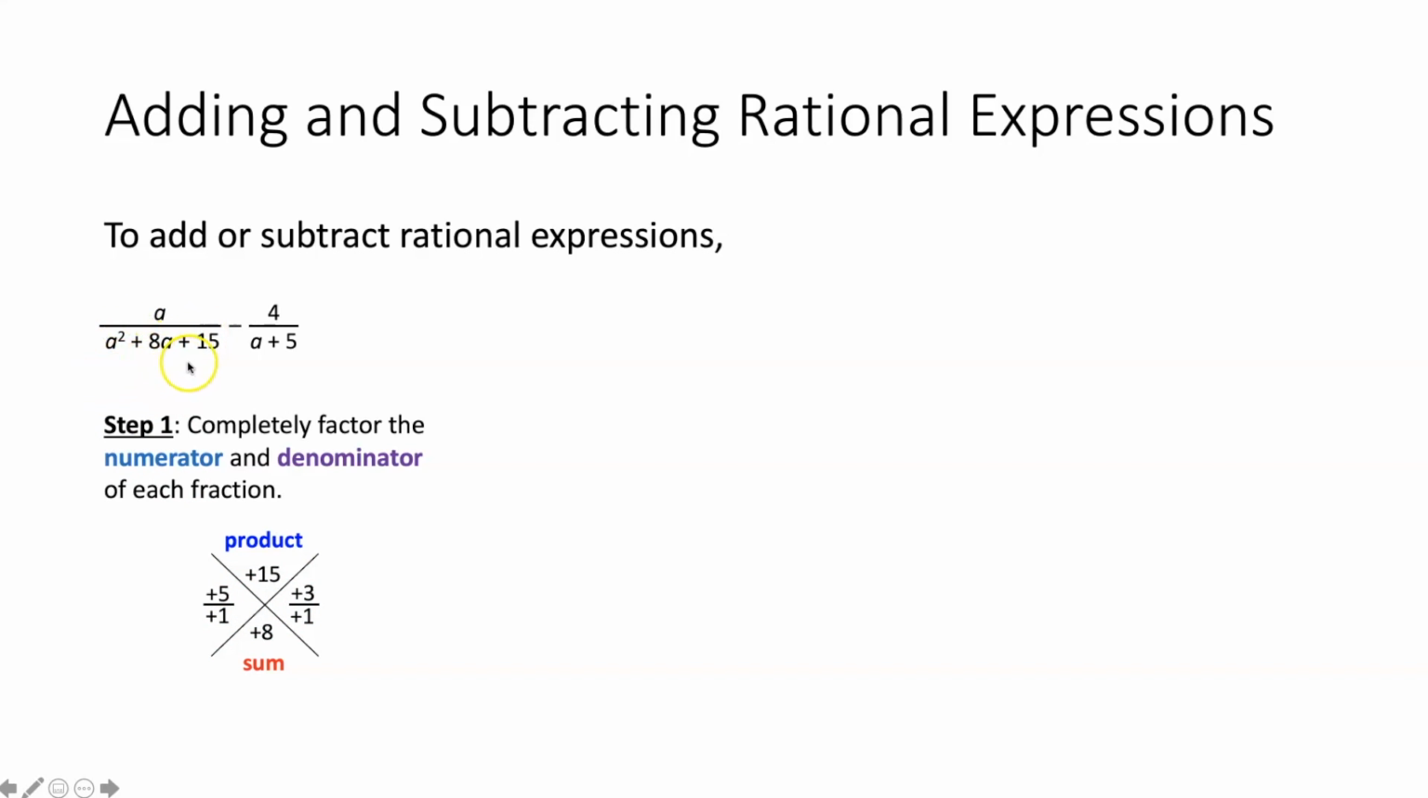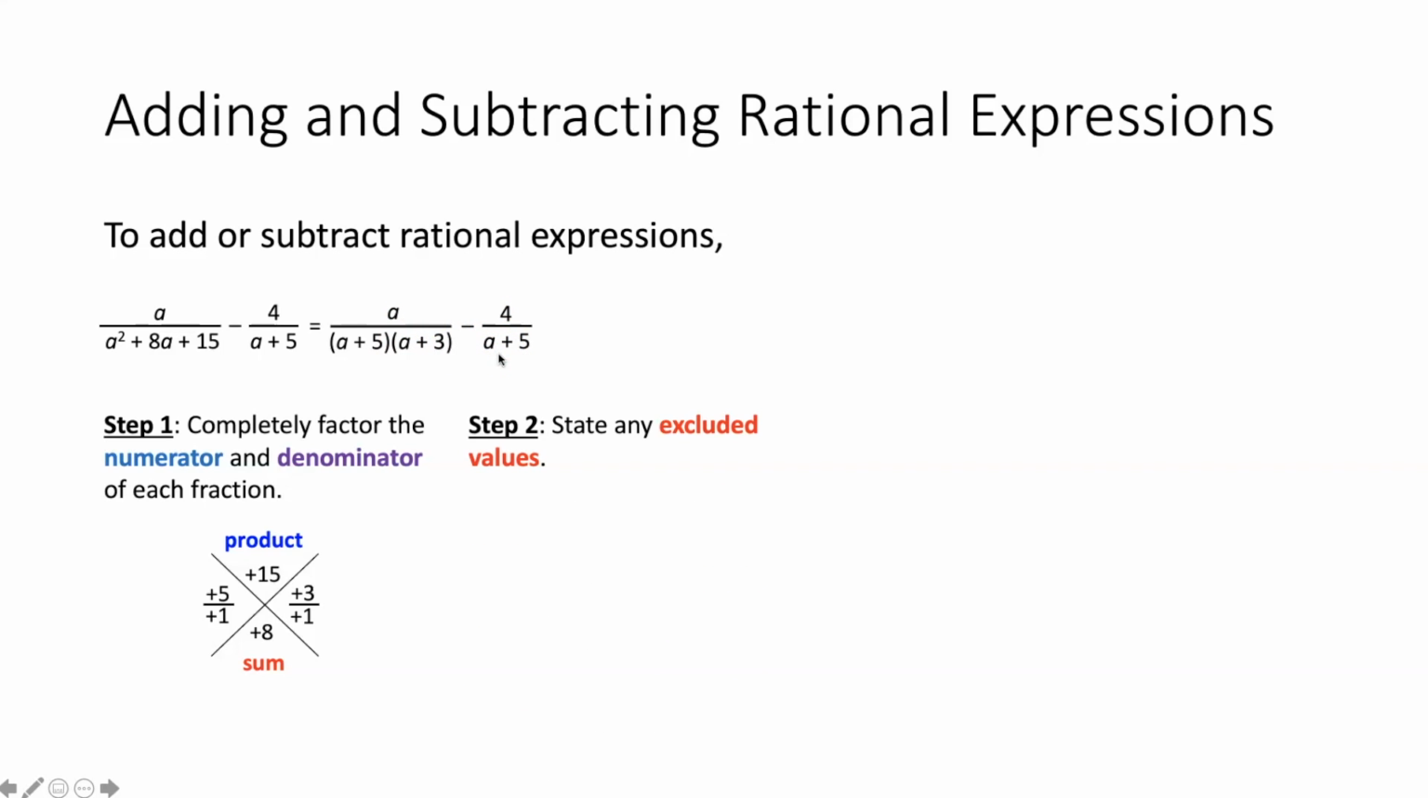We create 2 sets of parentheses. In the first set of parentheses, the number at the bottom goes with your variable. We're going to go 1x plus 5. In the second set of parentheses, it's going to be 1x plus 3. Now we have completely factored this denominator. Up here, 4, that's already factored, and then a plus 5, that's already factored. So we have completely factored the numerator and denominator in each fraction.